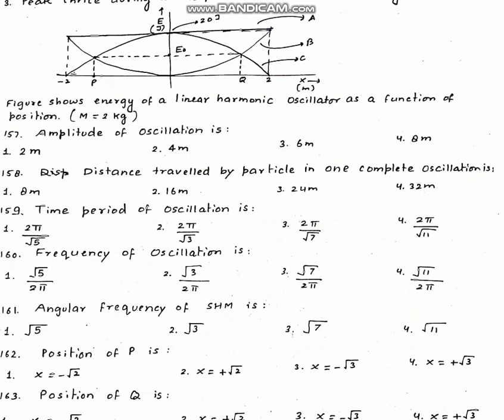So next is position of P's. P represents this point, and we know that it corresponds to the point where both energies are equal. So it refers to minus A by root 2, which is minus 2 by root 2 as A is 2. So it will correspond to minus root 2, and Q will correspond to plus root 2.